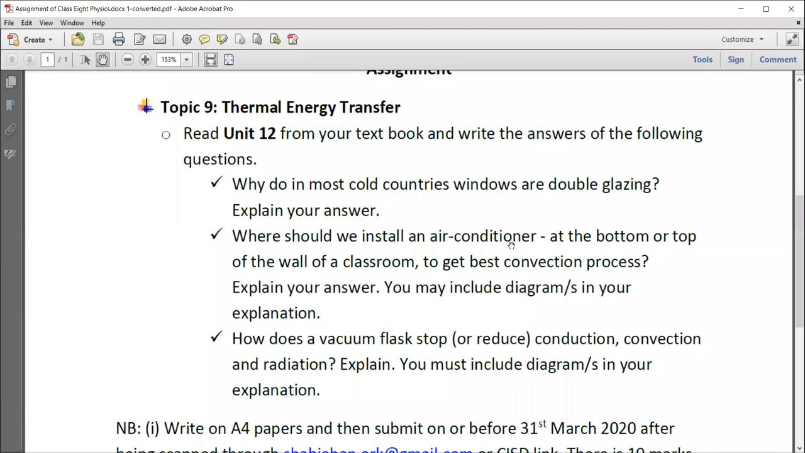Yeah, Shimanto is there. Okay, so this way there is circulation of molecules. Clear to you? Yes, sir.